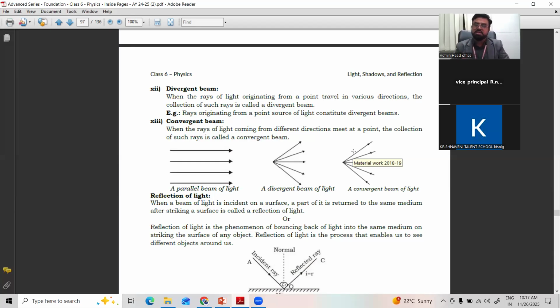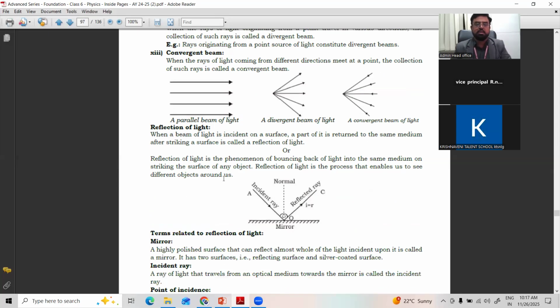We'll use the bulb, we'll use the candle, we'll see the sunlight, we will use the torchlight. But we cannot observe whether they are converging light or diverging light, or a point source or an extended source of light. The terms will come across in physics. So we may not use these terms directly in our regular life, but they are applicable in our day-to-day life. So this is about what light is and the important terms related to light.